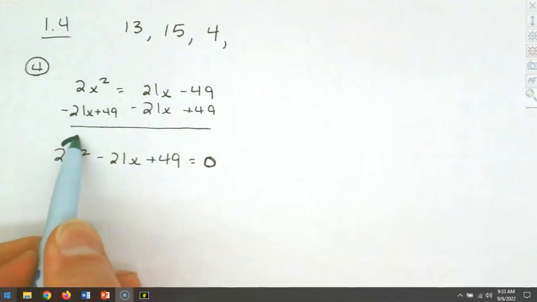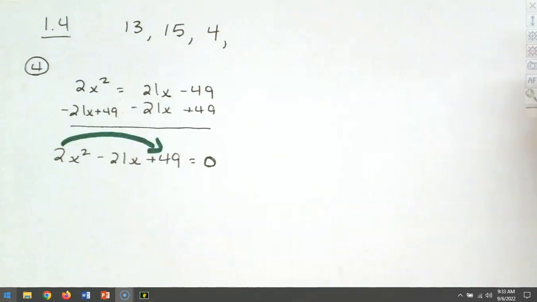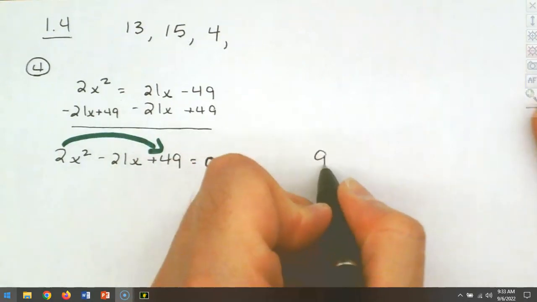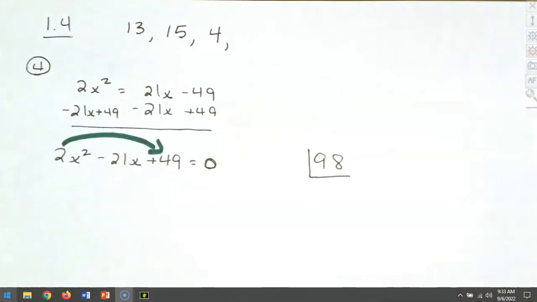So we take our first number times our last number. And 2 times 49, well, that's 98. And it is a positive 98. So what are the signs going to be? Can someone tell me? Are they the same or are they different? It's a positive 98, so what does that tell you? They're going to be the same, right? Why? Because 2 negatives or 2 positives multiply together to give you a positive.